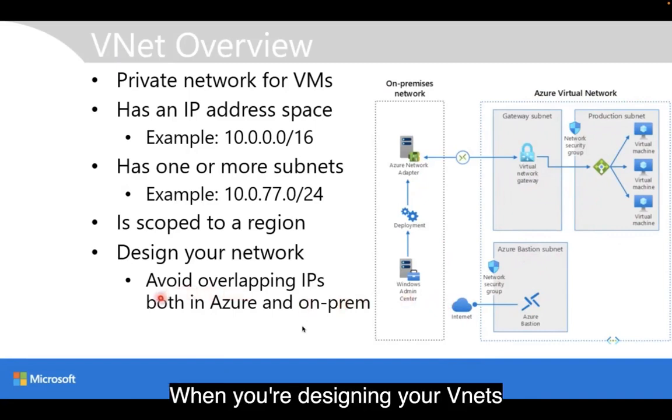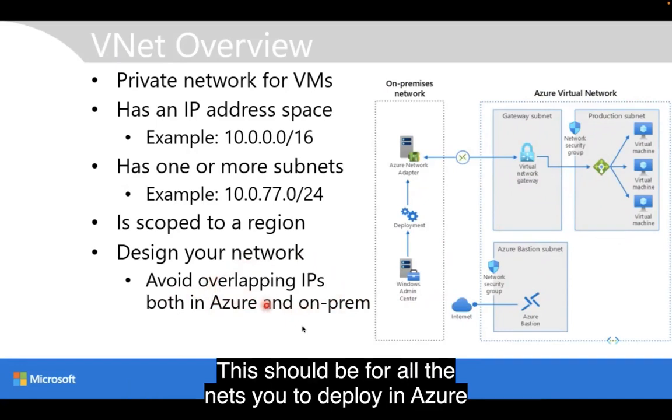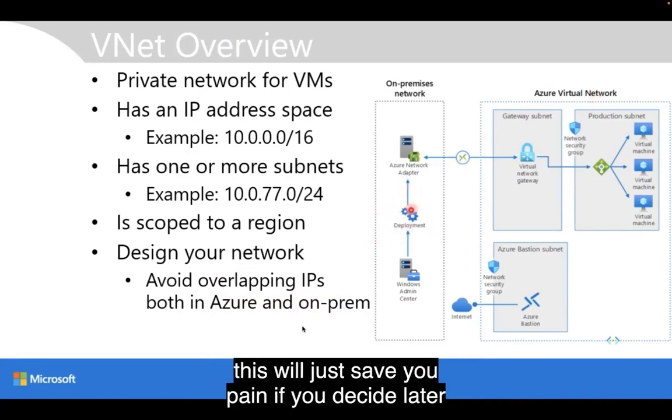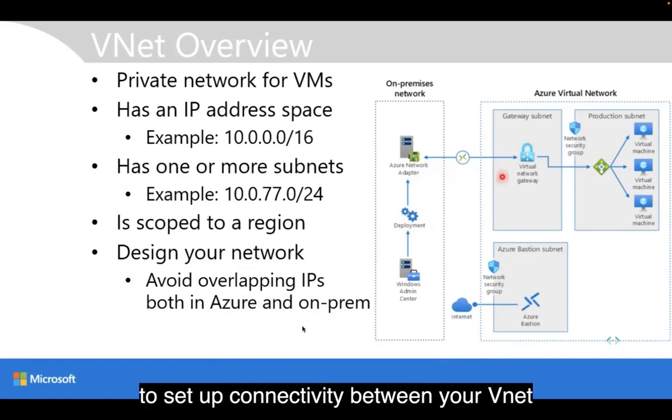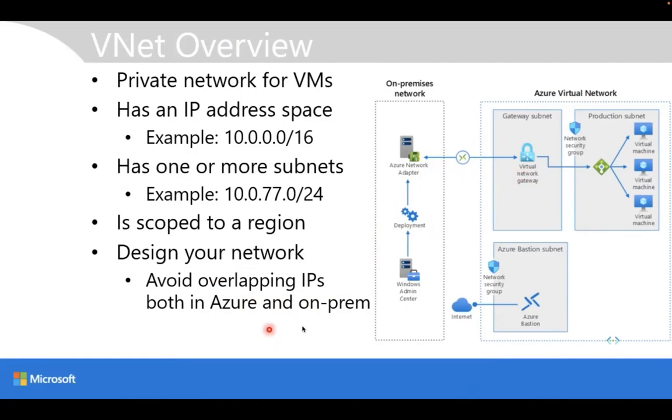When you're designing your VNets, avoid any overlapping IP address spaces. This should be for all VNets you deploy in Azure, but also for any on-prem networks. This will just save you pain if you decide later to set up connectivity between your VNet and your on-prem network, then you don't have overlapping IPs to be concerned with.